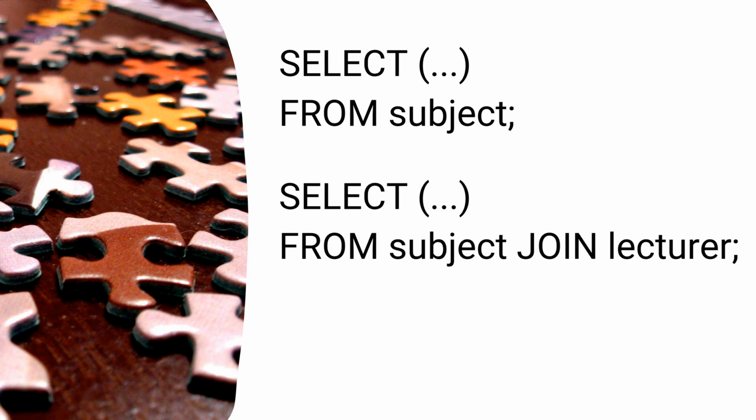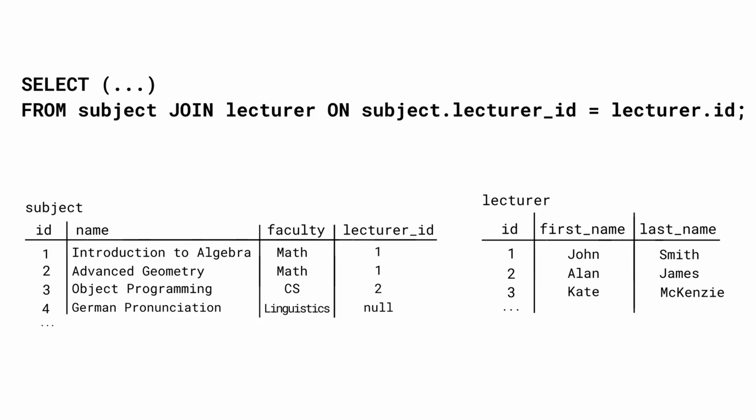Normally, when you query a single table, you simply provide its name in the from clause. Now, we'll need to extend the from clause to include two tables using the join keyword. But this is not enough. The database needs to know how to join the two tables. In this case, we'd like the database to take a look at the column lecturer ID in the table subject and find the matching ID in the table lecturer.